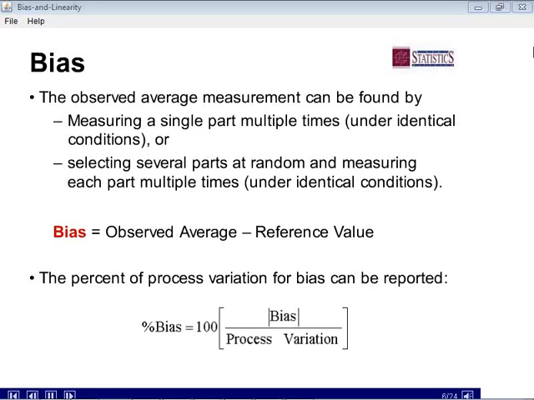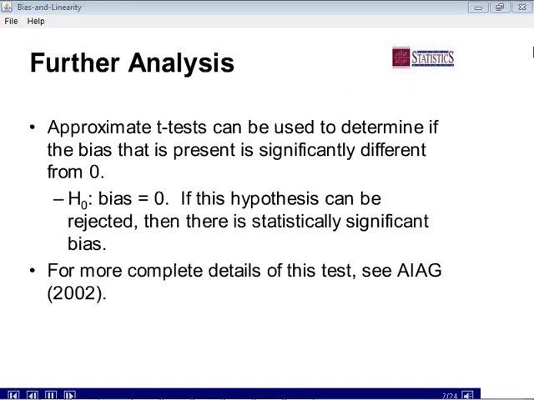So first of all, for a definition, bias is always the observed average minus the reference value. Then oftentimes you'll want to know the percent of the total process variation that's due to the bias. So you can report the following statistic: percent bias, which is 100 times the absolute value of bias over your estimate of the process variation.